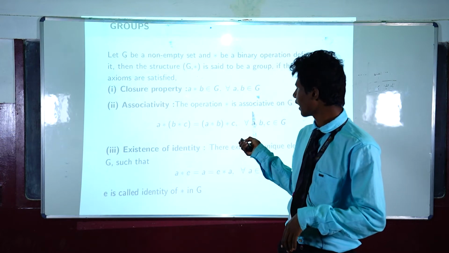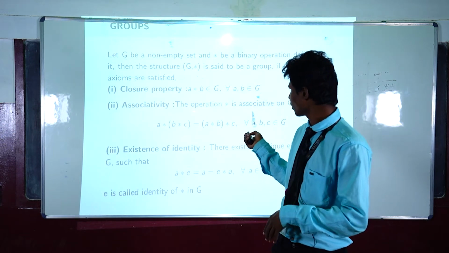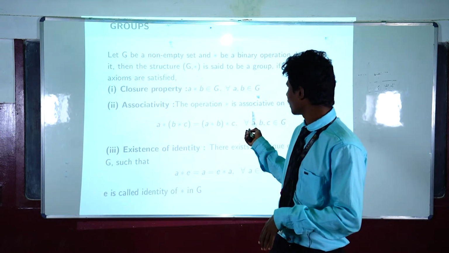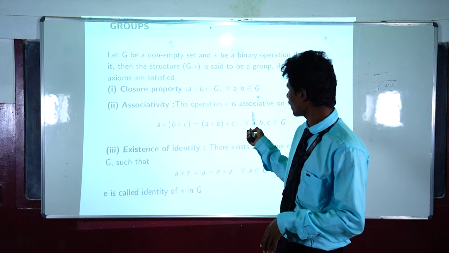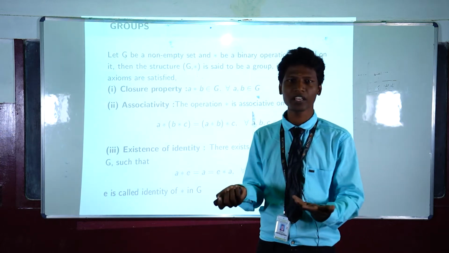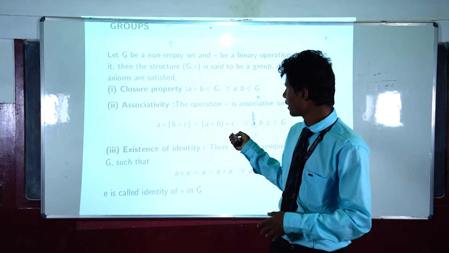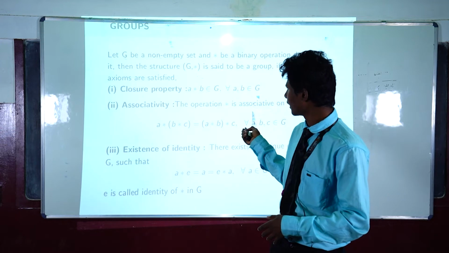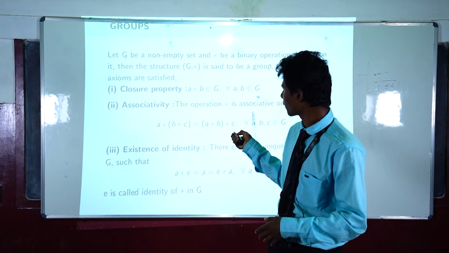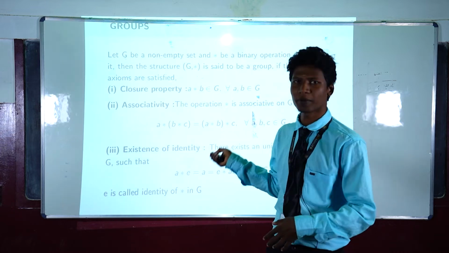Okay, now let's talk about the closure property. What is the closure property? A star B belongs to G for all A comma B belonging to G, which means we take elements A and B in G. Let me take an example: A1 comma A2, then A1 star A2. The star is the binary operation. What binary operations are there? Addition, subtraction, multiplication, division, like that. So we take two elements in G and apply the binary operation; if A star B belongs to G, then the closure property is satisfied.